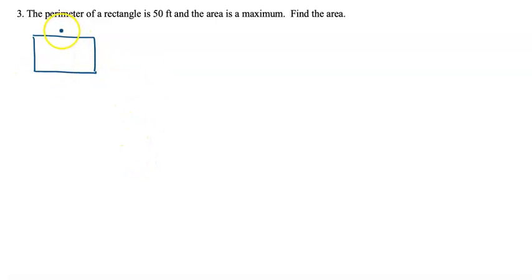Well, I know with a rectangle, the length on one side is the same as the length on the other, and I know the width on one side is the same as the width of the other. So this is our rectangle. We want to find a primary and a secondary equation.